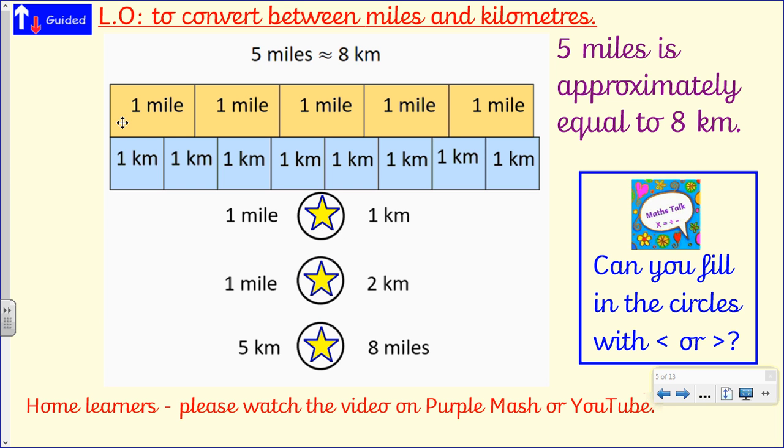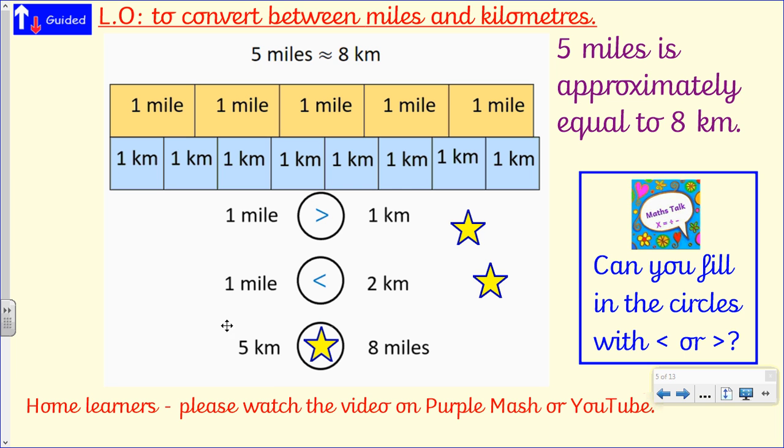So here's our mile, and it comes up to here, which has got to be greater than. It's almost greater than 1.5 kilometres. So we need 1 mile is greater than 1 kilometre. And then we've got 1 mile and 2 kilometres. So here's our 1 mile, but 2 kilometres is over here. So 1 mile has got to be smaller than 2 kilometres, or we could read it as 2 kilometres is greater than 1 mile if we wanted to.